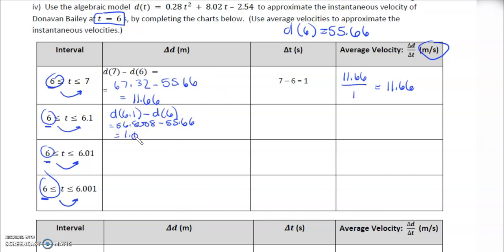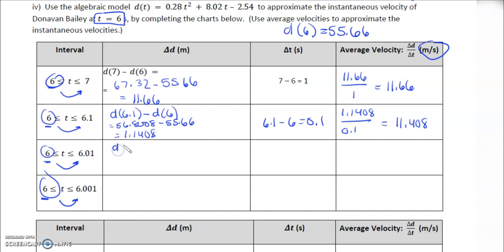And I get 1.1408. So the difference between 6.1 and 6 is 0.1. So 1.1408 divided by 0.1, I get 11.408. So if we're taking a look here, these numbers are actually quite similar. Okay, now let's do the next one.